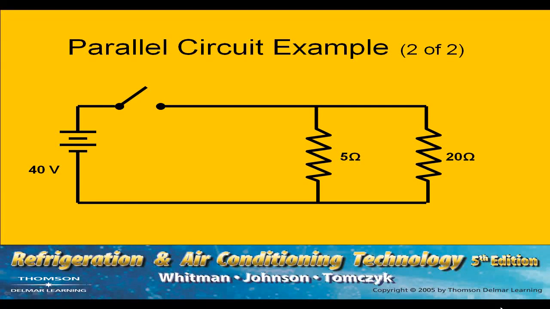How'd you do that? Tell me. R1 times R2, which is 100, divided by R1 plus R2. So it'll be 100 divided by 25, you got 4, right? 20 times 5 divided by 20 plus 5. Basically the same thing you just said. 4 ohms.